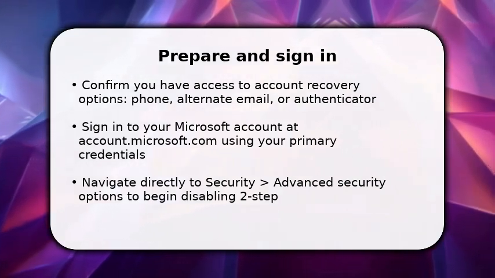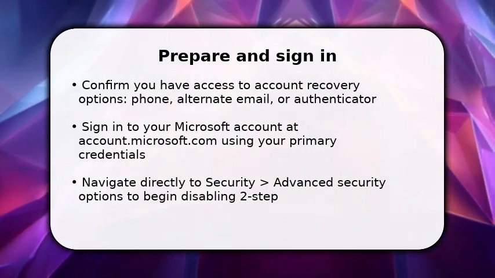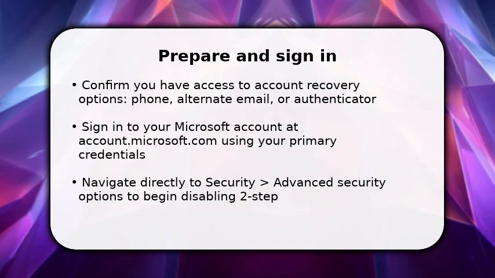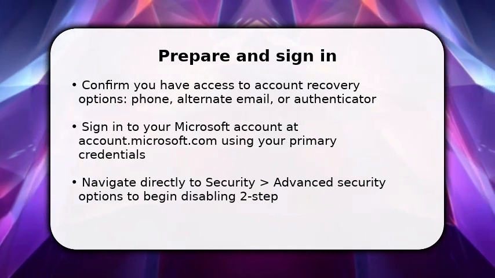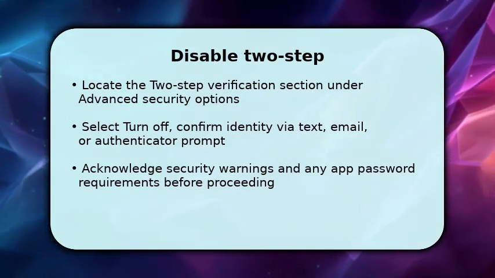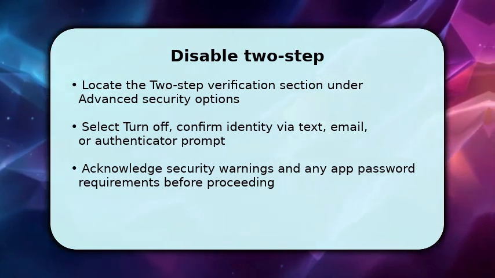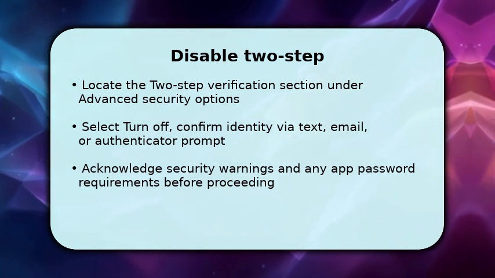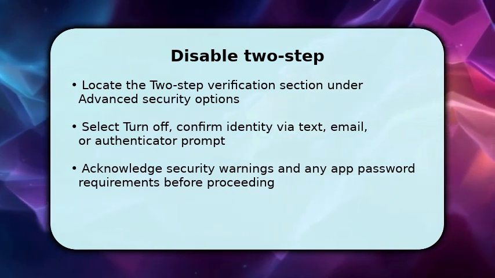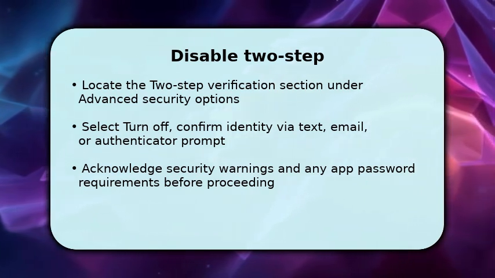Make sure your recovery methods are current, because the next steps will require confirming one of those options before you can turn off two-step verification. Once in Advanced Security Options, find the two-step verification area and select Turn Off. You'll be prompted to verify your identity right away. Choose the code delivery method that works for you, such as SMS, alternate email, or the Authenticator app. Enter the code and confirm.